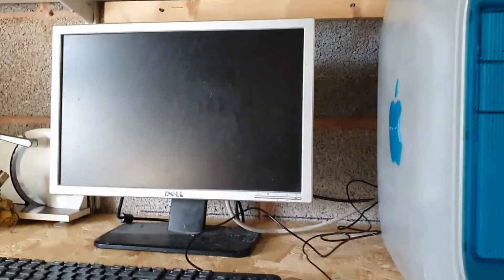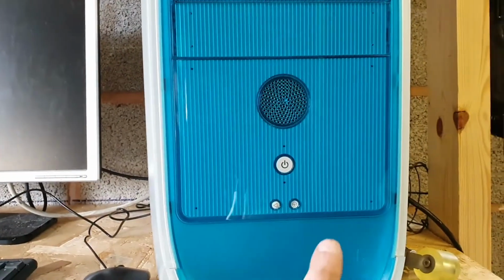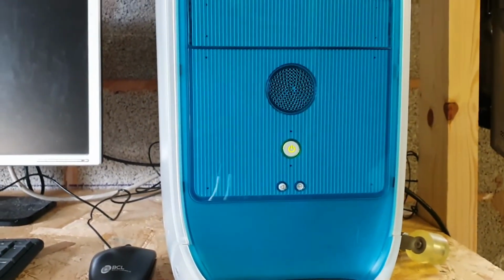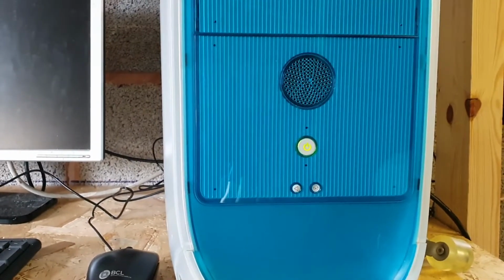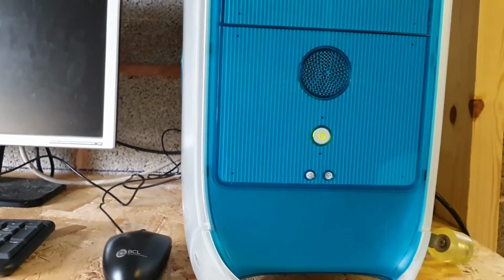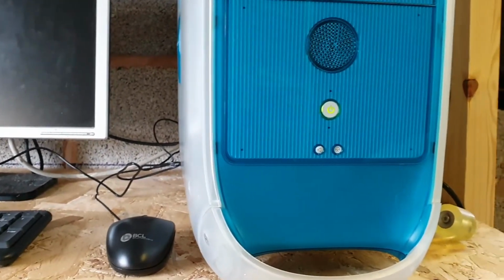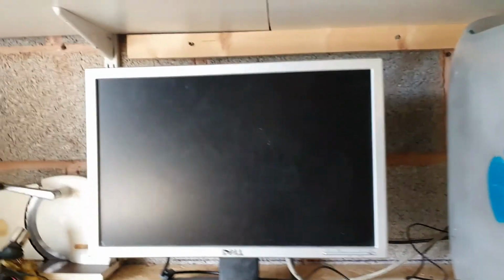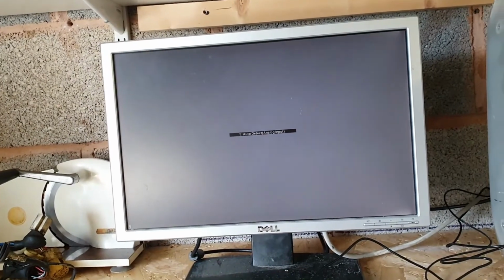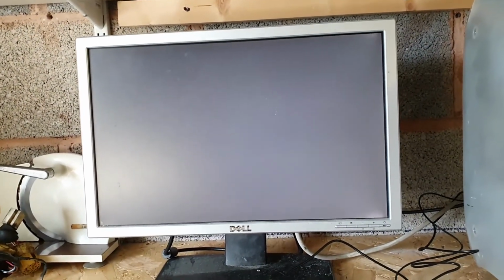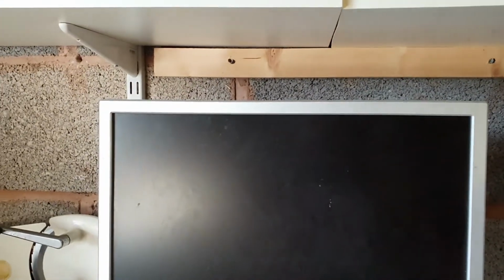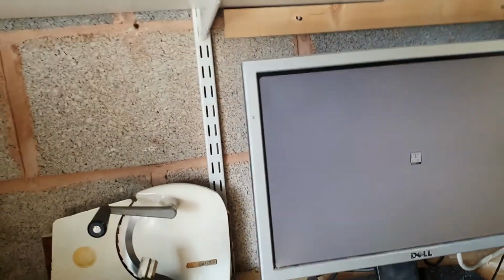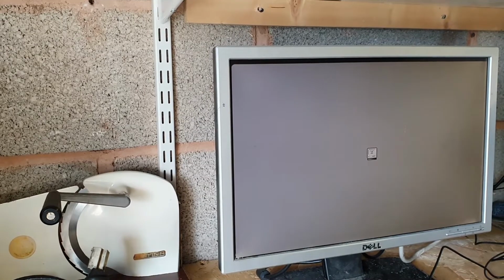So here we are. Monitor is in standby. This is plugged in. That's a good sign. So the drive is a bit noisy, but I won't hold that against it. It also makes the Mac noise, which is also good. Monitor just seems to have auto-detected something. There. It seems to be loading.